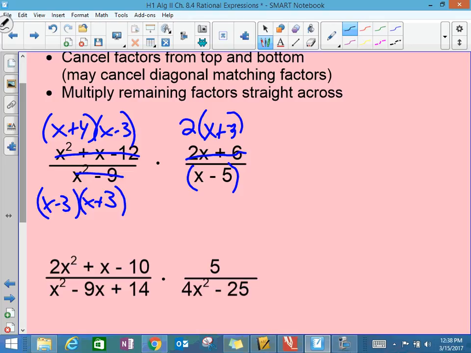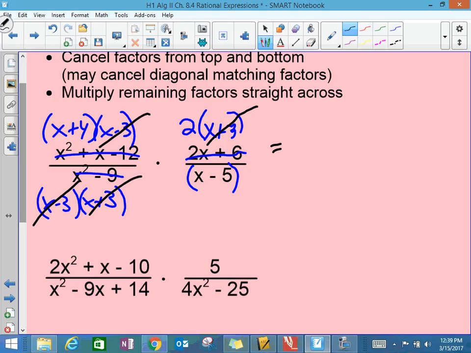Anything on the top with anything on the bottom. Anything on the top. So any of these 3, do they match any of these 3? Go fast. X minus 3, X minus 3. What else? X plus 3, X plus 3. Anything else? What about this X and this X? No, right. Okay. All right, see how much fun this is?